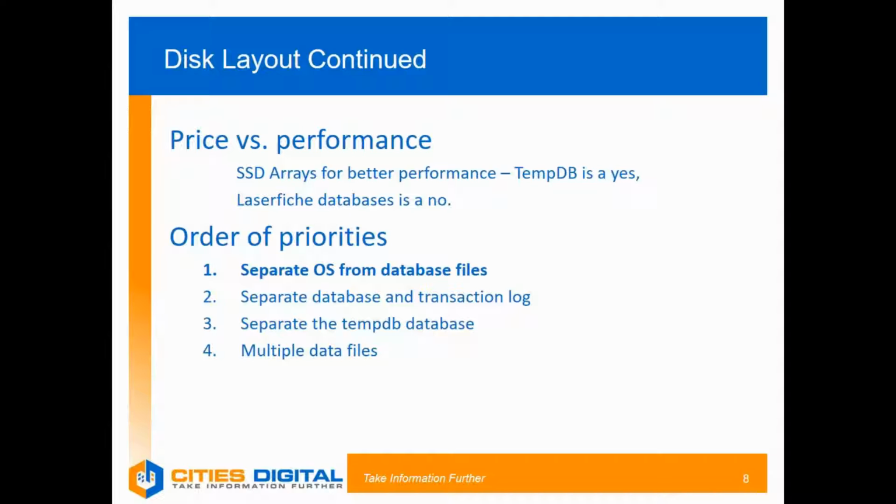The order of priorities to get a better performance impact from SQL would be to separate the operating system from the database file, and then to separate the database and transaction log, and then to separate the TempDB database, and then to have multiple data files. So these are the order of what's going to give me my best bang for my buck if I decide to do this and I'm having issues with SQL or slowness in Laserfiche, but I don't want to go all out and do all these separations, all these arrays, all this expense. These would be the items in order that we would want to proceed through to boost the performance until you get to a level that works for you.